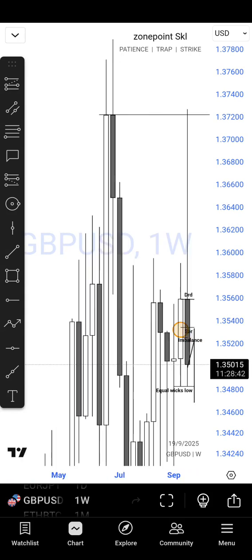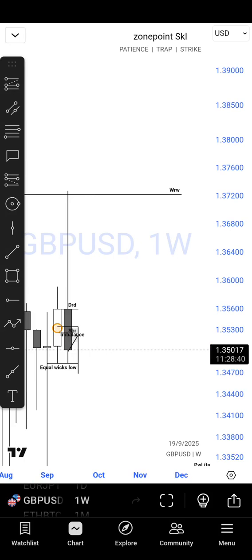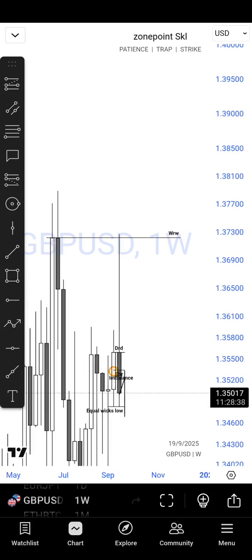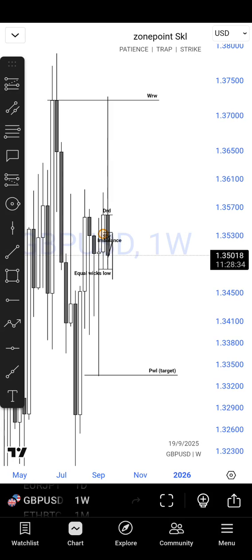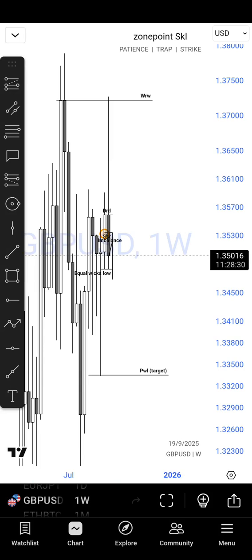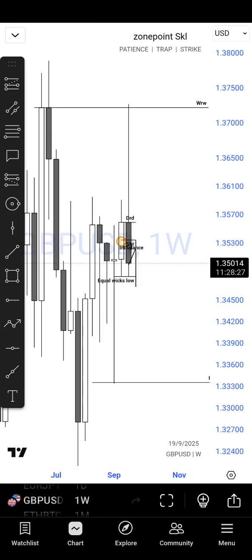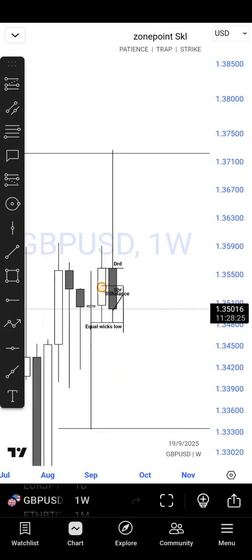Let's do a brief recap. Weekly rejects weekly. We have this previous week low here that we are expecting price to use as our target. Price has not gotten there, so we are still bearish. So we go to daily.